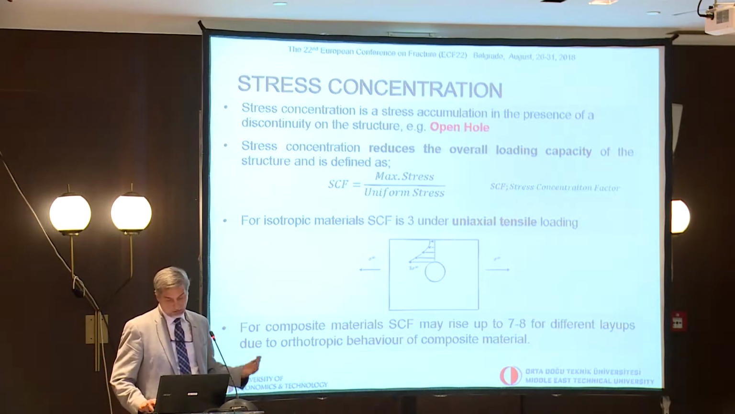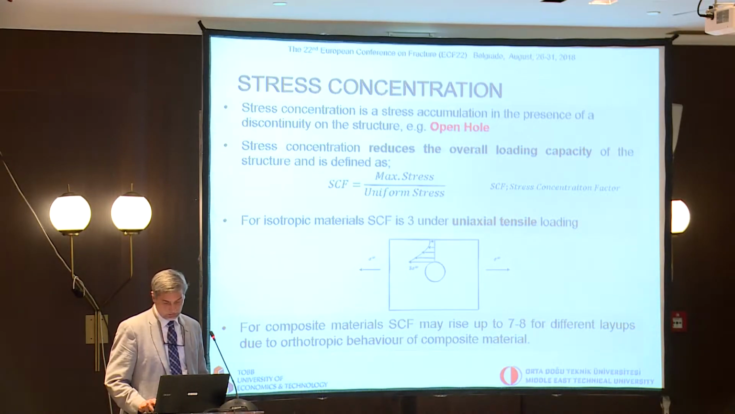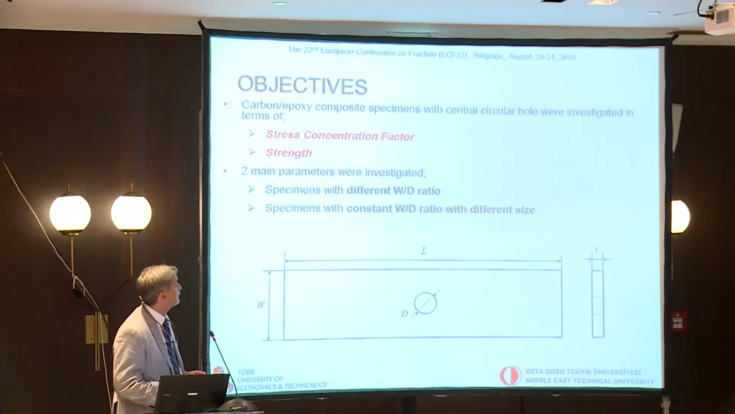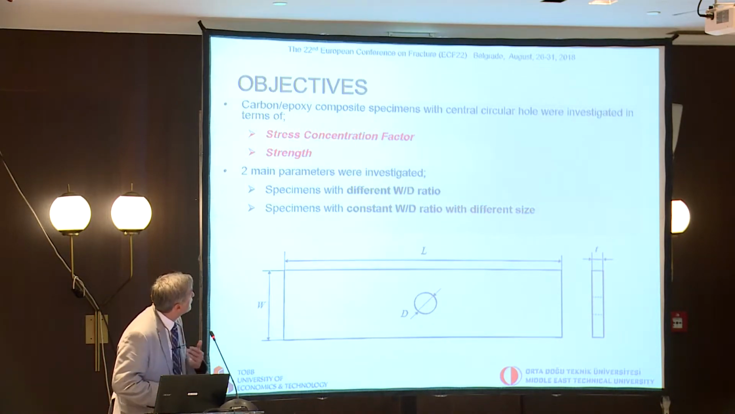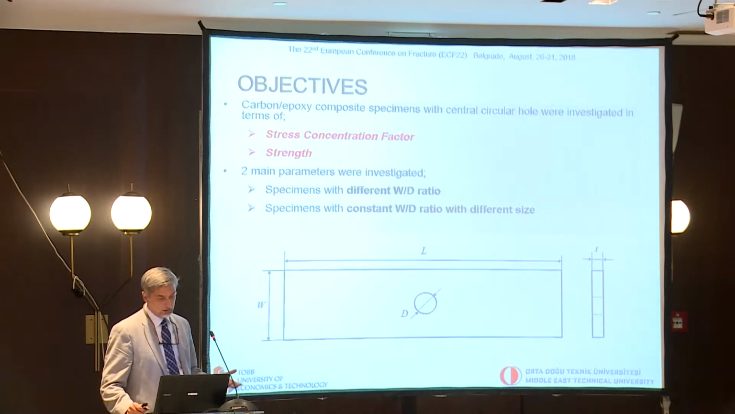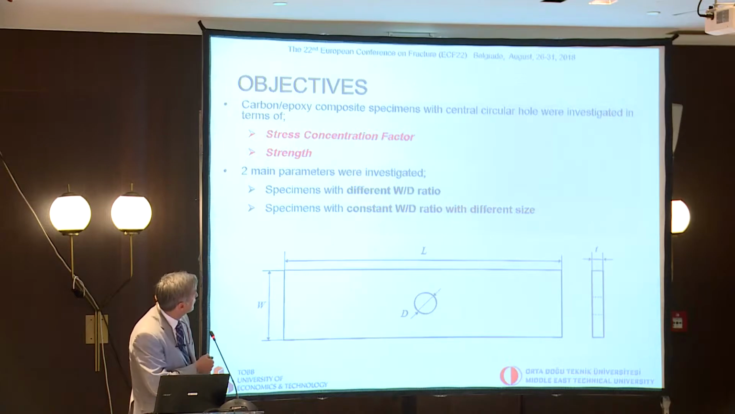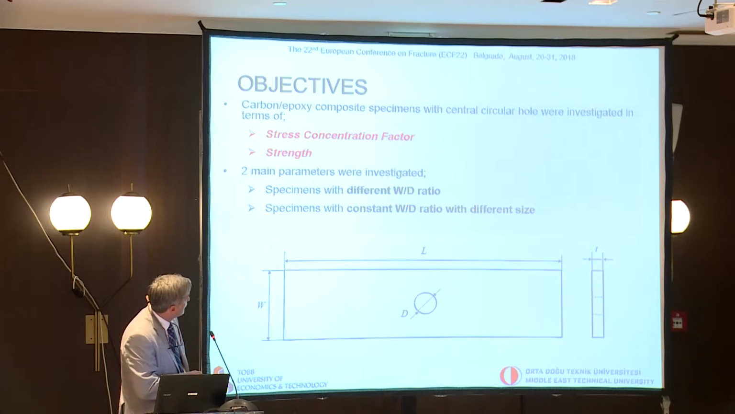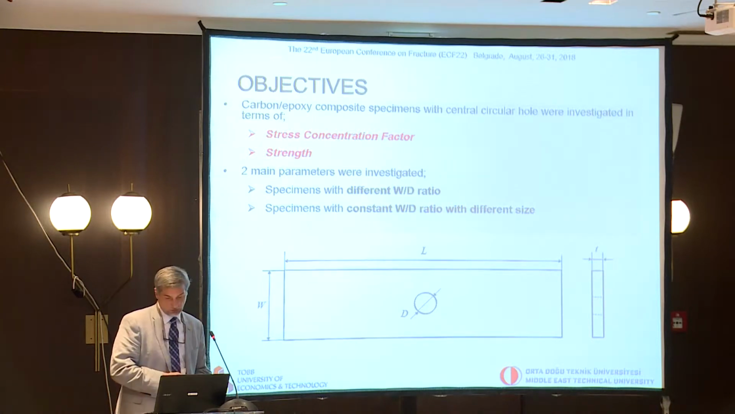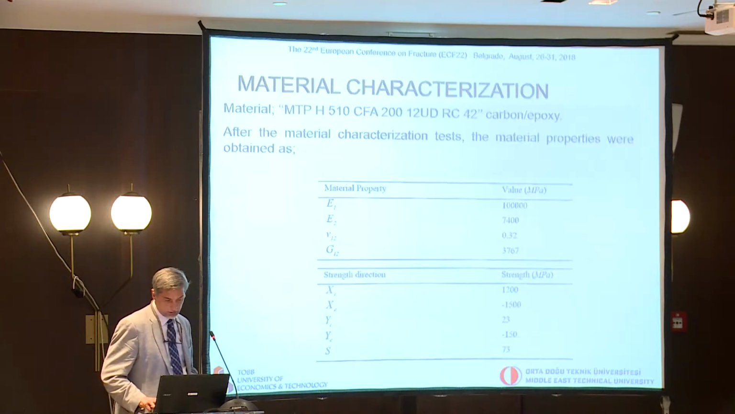And then the next step is to model this using methods like peridynamics, of course, what's my area, cohesive zone modeling and fatigue failure models, composite failure models. So the objective in this presentation is to study the stress concentration factor experimentally and strength, how it changes with different width over diameter ratio, and then keeping the width over diameter constant but changing the size. So we just want to look at that experimentally.